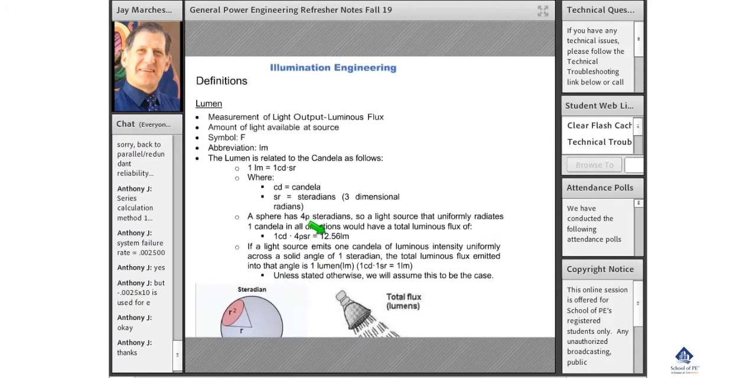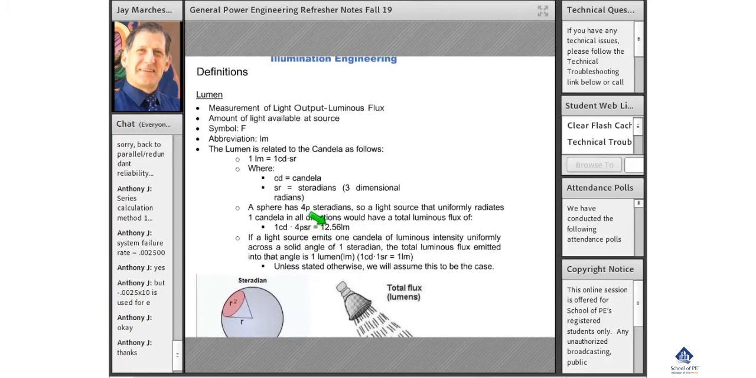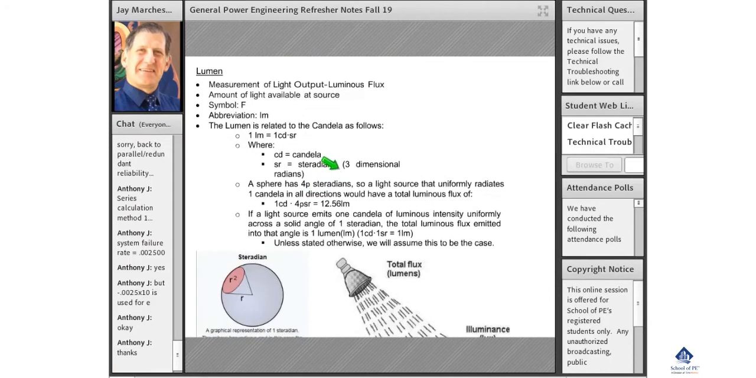So illumination engineering, we're talking about illuminating things. So let's talk about a few definitions. So we've got the lumen, which is a measure of light output or a luminous flux. So it's basically the amount of light available at the source. Use the symbol F for it. Abbreviation is LM for lumen.